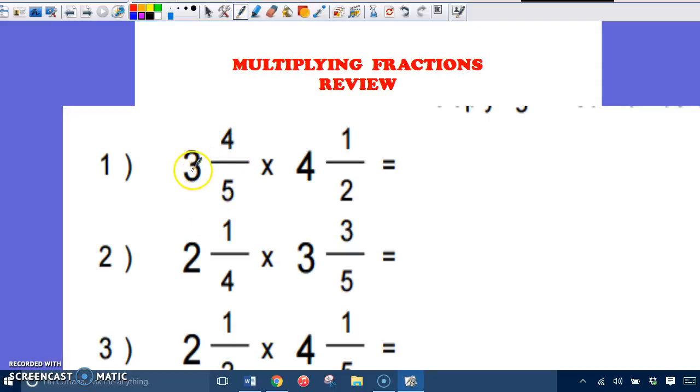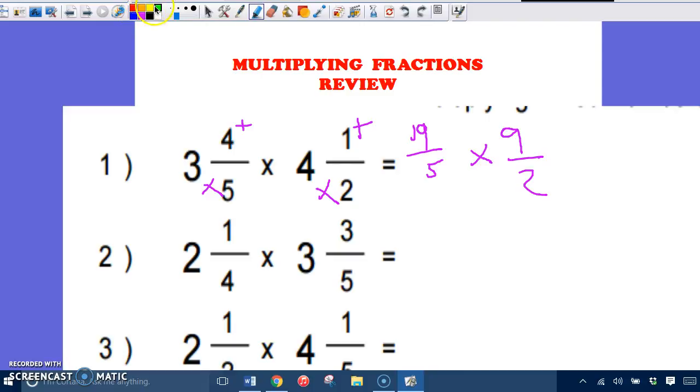The way we do that is multiply the whole number times the denominator. 3 times 5 is 15. Add the numerator. 15 plus 4 is 19. 15, 16, 17, 18, 19. You know me, I had to check by using my fingers, right? So my numerator is 19, keeping the same bottom number. Let's do the same thing with the second mixed number. 4 times 2 is 8, plus 1 is 9. Keeping the same bottom number, okay?